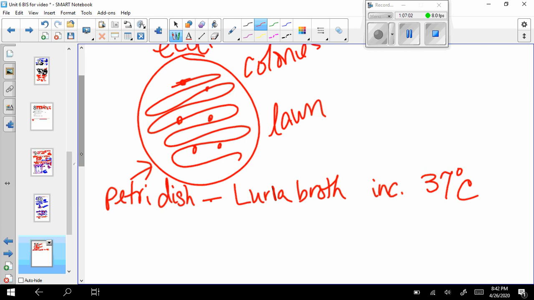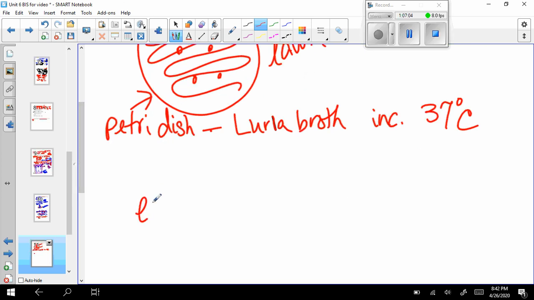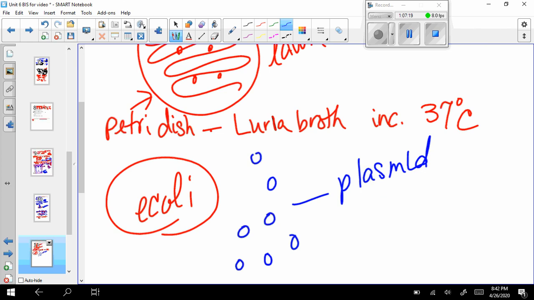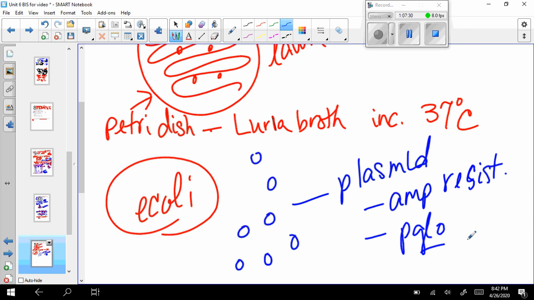All right, so what we did, we took our E. coli, and picture this as a little bacteria cell, and we gave it a plasmid in its environment. So all of these are our plasmid, and our plasmid had two genes. It had the gene for ampicillin resistance, and it had the gene pGLO to allow it to glow as long as the sugar arabinose is present. Now these E. coli could just take this in, but we actually did something to them.